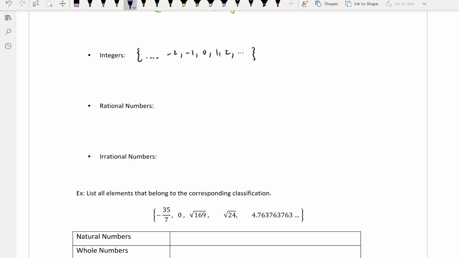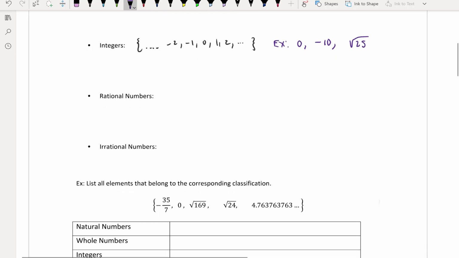So some examples could include 0, -10, maybe the square root of 25, okay? So these are just my negative numbers, my positive numbers, and 0.